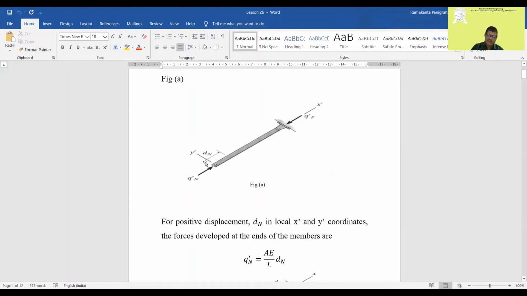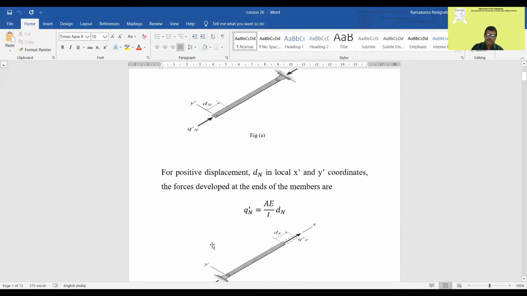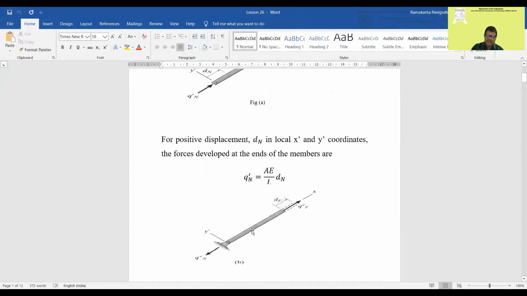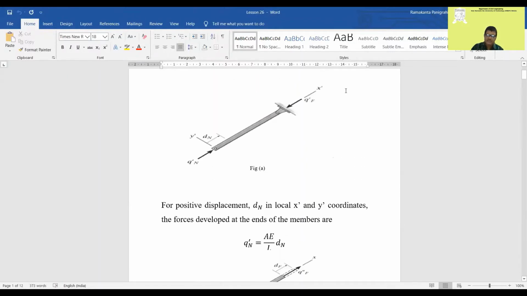Now here the displacement given is dn. For positive displacement dn in local axes x dash and y dash, the force developed will be AE by L dn, and the forces will be Qn dash here, and the opposite there. When you are applying the unit displacement here, you have to lock the other end, so this will be pinned. Now you are applying force here, and the force there will be opposite. That is why when this is plus, this is minus. We have seen AE by L and minus AE by L.